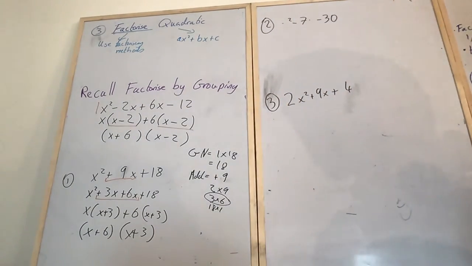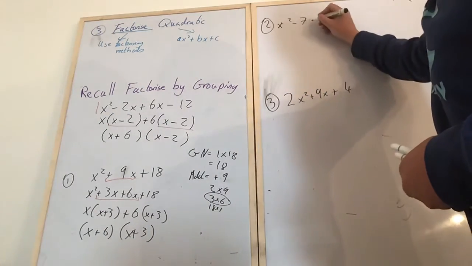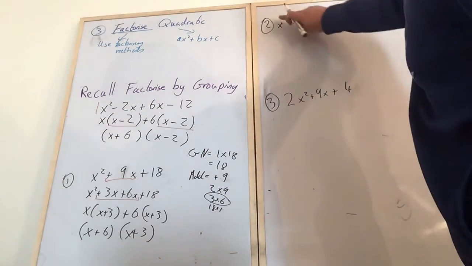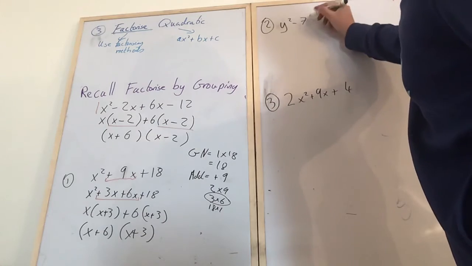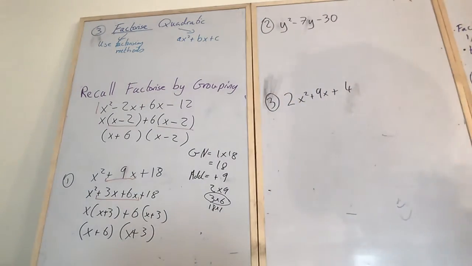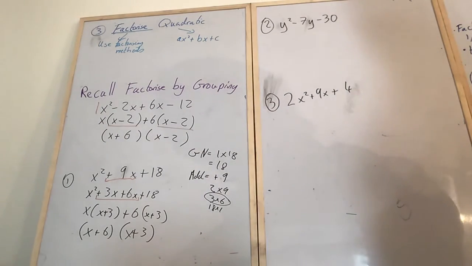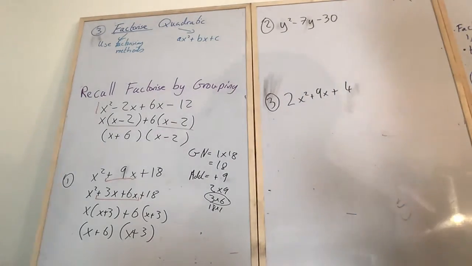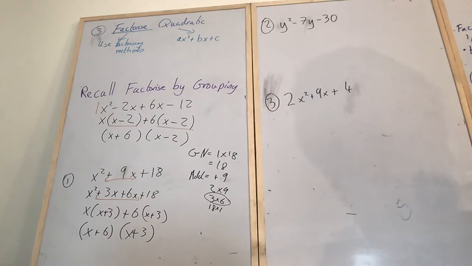We had a plus 9x and we had a plus 18. I'm actually going to change the question I had, x squared minus 7x minus 30, to y squared minus 7y minus 30, just to show you that it doesn't always have to be x. It could have been a squared minus 7a minus 30. It could have been any letter, any variable we wanted, as long as we had the same letter for the squared element and the linear element, the y on its own. So looking here, we have a few things to look at.